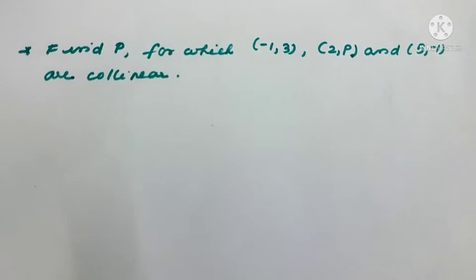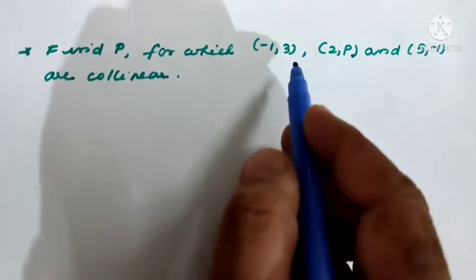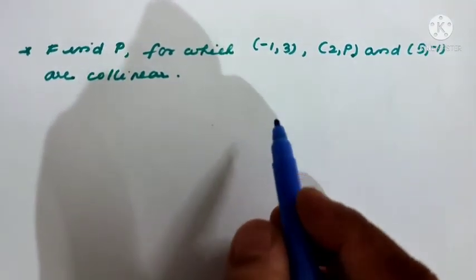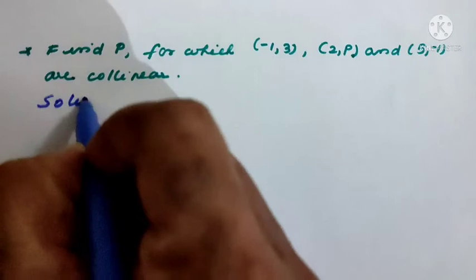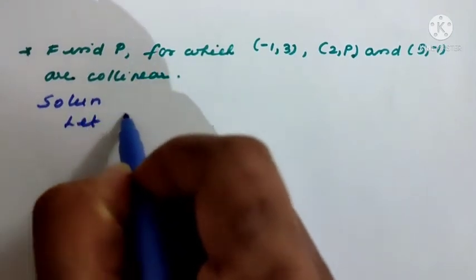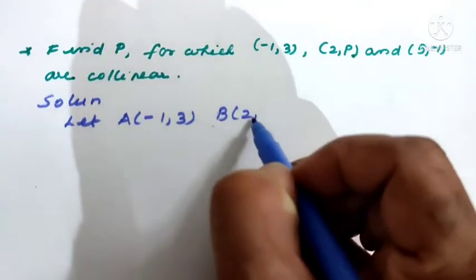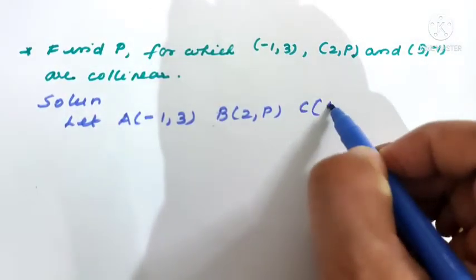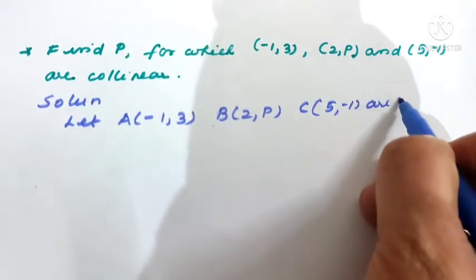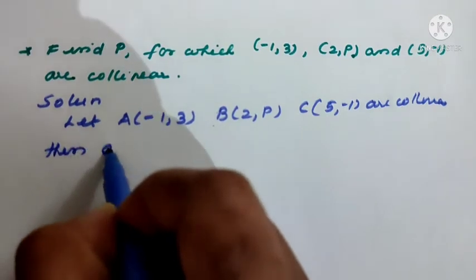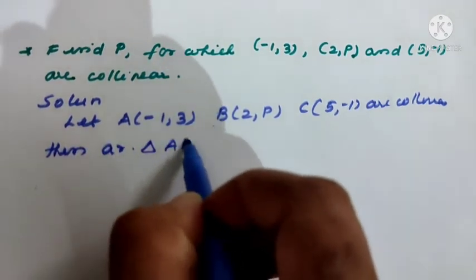Find the P for which (-1, 3), (2, P) and (5, -1) are collinear. So we have to find the value of P in case these three points are collinear. So let us take the solution now. Let A(-1, 3), B(2, P), C(5, -1) be collinear. Then area of the triangle ABC equals 0.